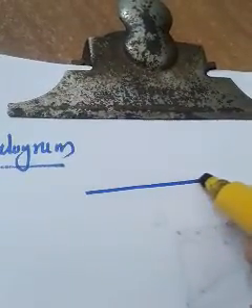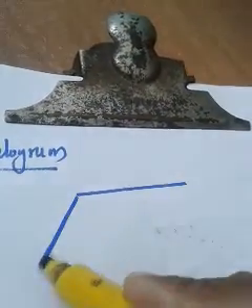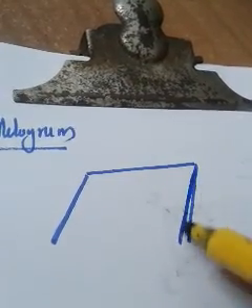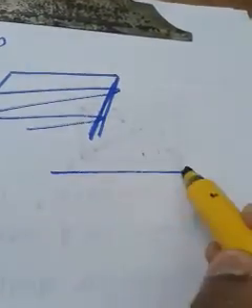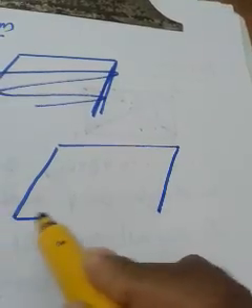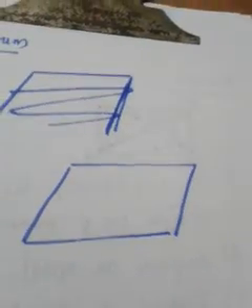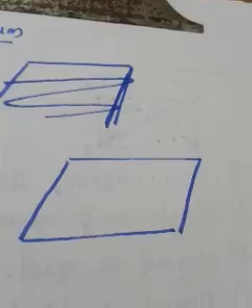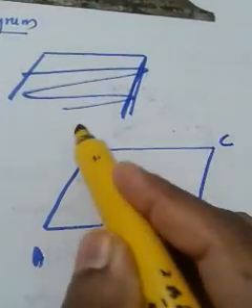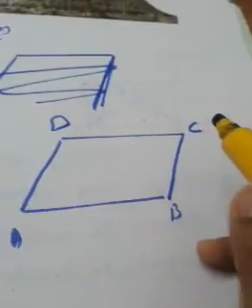A parallelogram is a shape. Generally we used to draw a parallelogram in this way, like this. So this is the shape of a parallelogram. You name it as ABCD. You know what is the specialty of a parallelogram?